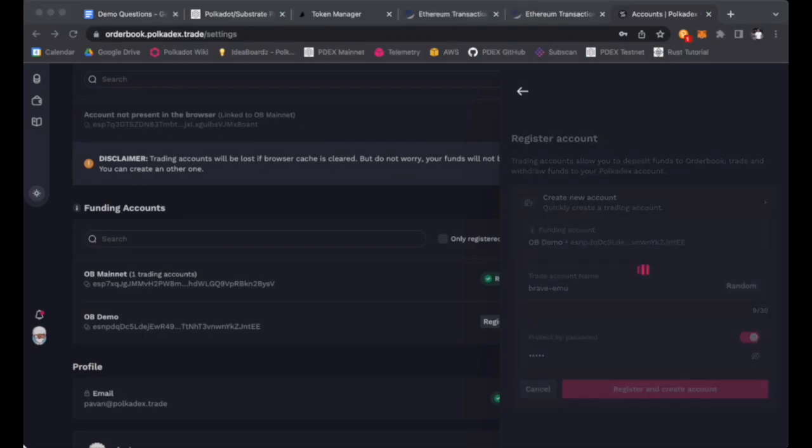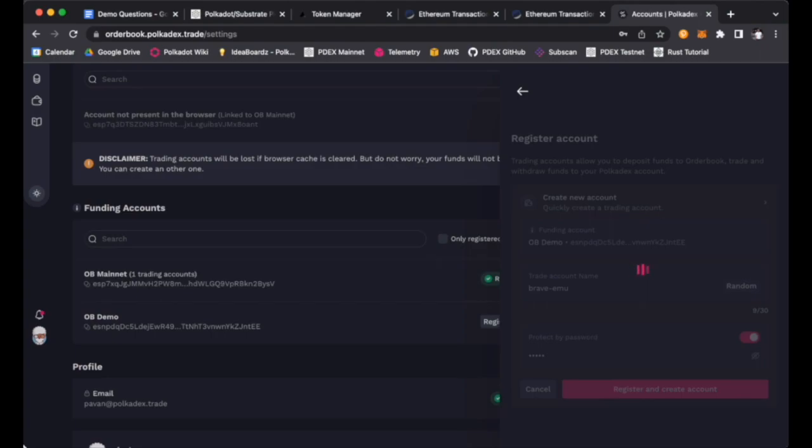Register and create account, and it'll pop up a Polkadot.js message for you to sign. Go ahead and sign that message. Again, we don't see you actually signing it, so just for people watching, there will be a Polkadot.js pop-up, and you'll just sign that transaction.